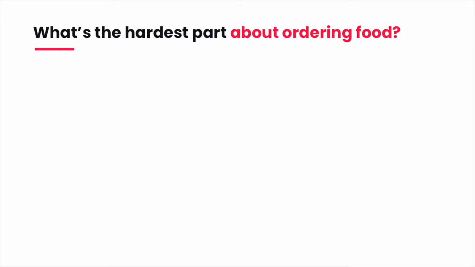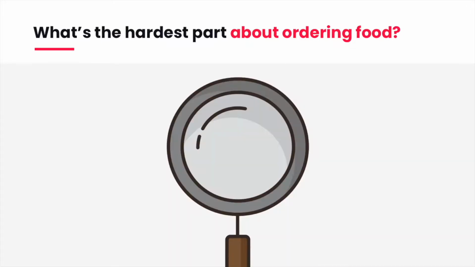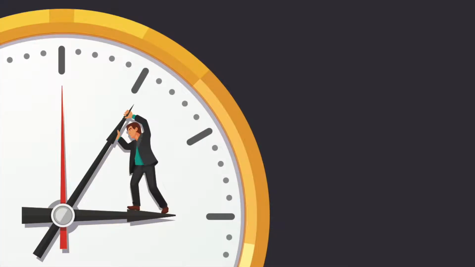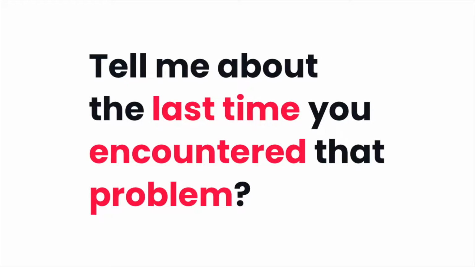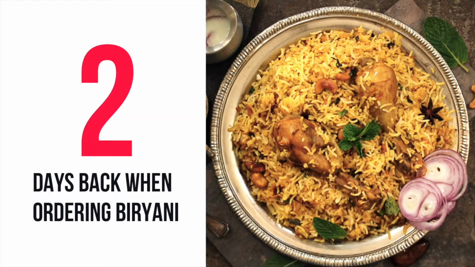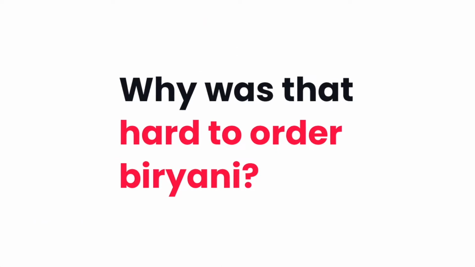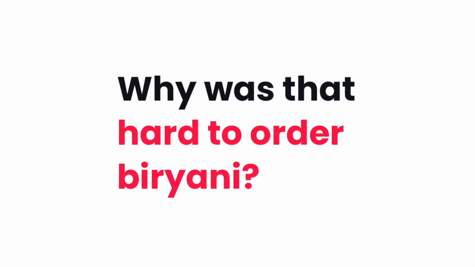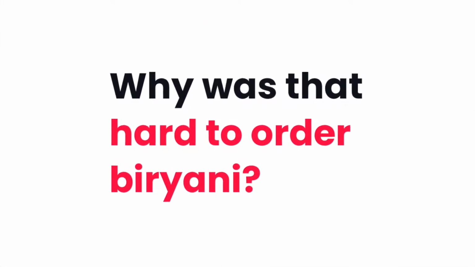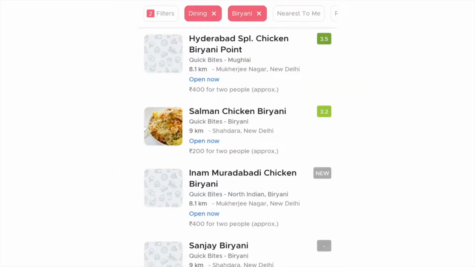So Ajay can say that he has to do a lot of searching to order food, which wastes a lot of his time. So we can ask Ajay, when was the last time Ajay faced this problem? So Ajay can say he faced this problem 2 days before when he had to order biryani. So we can ask him why it was so difficult to order biryani. So Ajay can say that he had to look at a lot of listings to order. Many listings of biryani restaurants were coming.